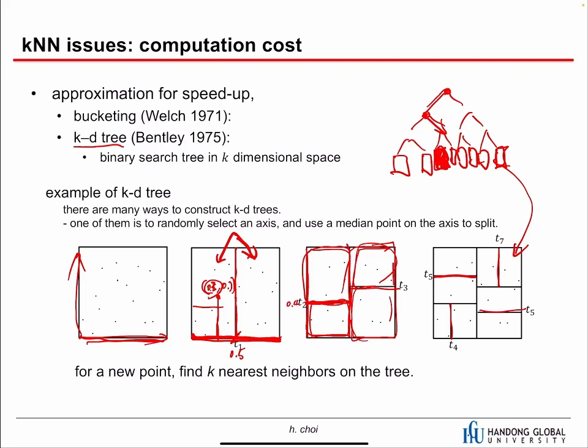We can search the neighbors. Then we don't have to calculate the distance with all these samples in these subspaces, so we can reduce a lot of computational cost. But what if this subspace is too small to have neighbors? Then we can go up, right? And then we can check this one too. But basically, within this subspace, we can find neighbors.